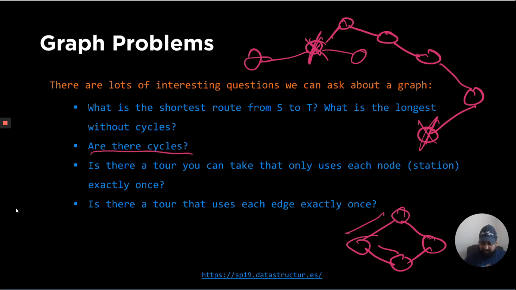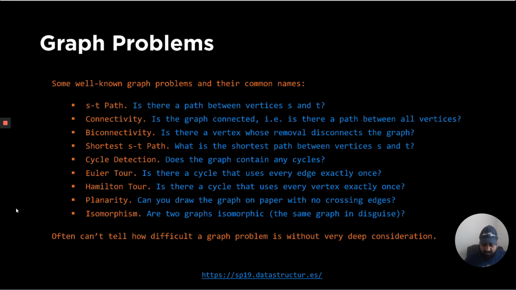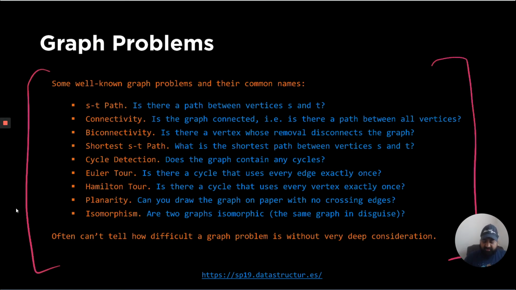So in this case, you do not want to have repeated edges in your traversals. Now, these are some of the well-known graph problems, and what are their different names. Let's discuss each of them one at a time. The first one is ST path, which I just discussed: is there a path between vertices S and T? Or if there are two vertices, is there a path between them? And how long is the path? You can calculate that pretty easily.